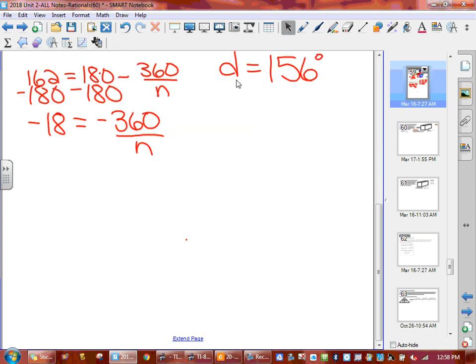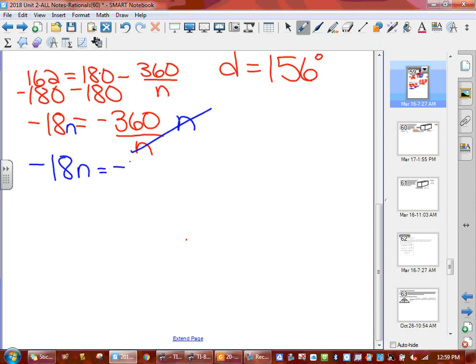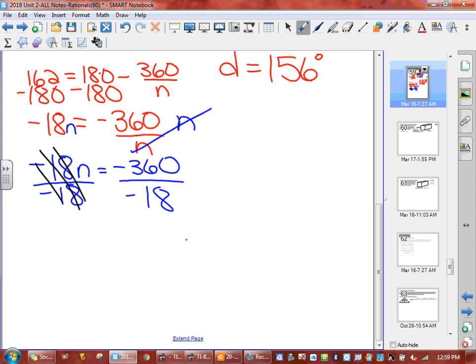Now if I want to get anything off the bottom of a fraction, the fraction line means divide, so I'm going to do the opposite, and I'm going to multiply. So this guy is multiplying by n, so this guy multiplies by n. So now we've got negative 18n equals negative 360. We need them both to be negative so that when we divide them out, they become positive. So now we're going to divide out the negative 18. And like I mentioned, everything negative divided by a negative is going to give us a positive answer.